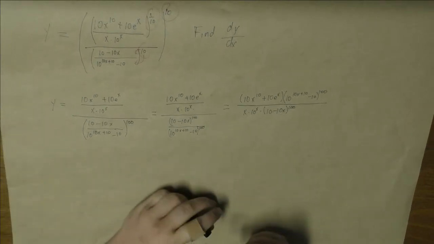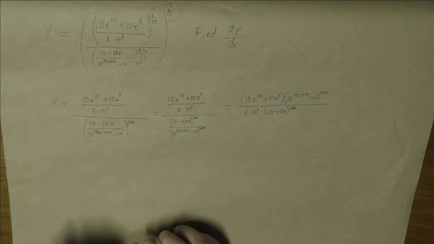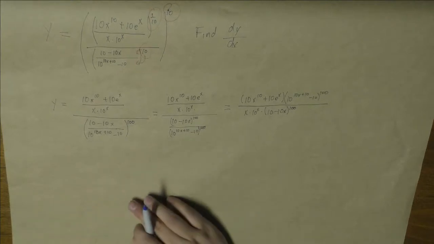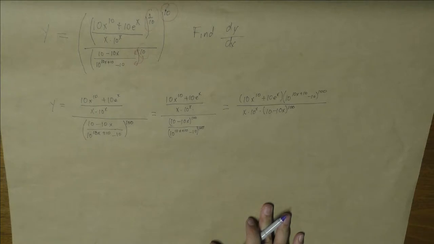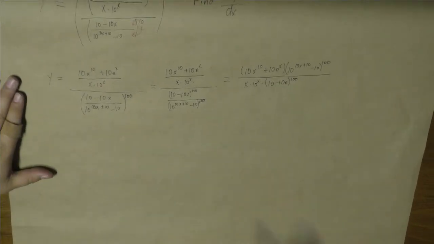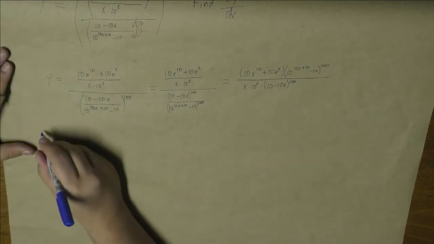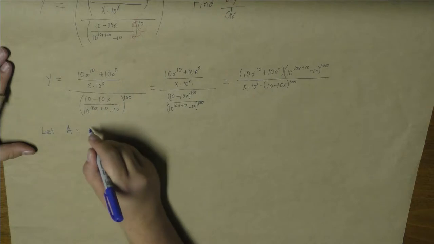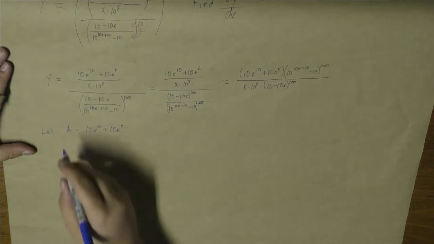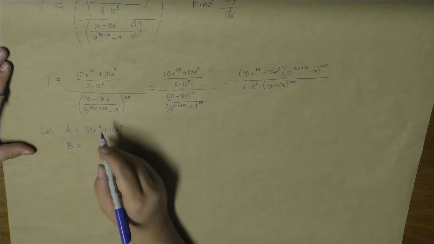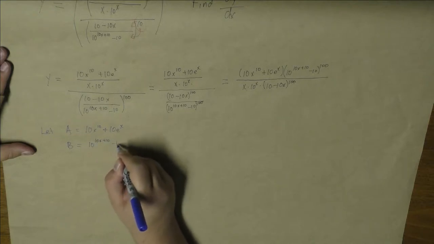Now, we could just go ahead and do this, but it's going to involve copying stuff out a lot. So I can keep track of what's going on, and you'll see why as this progresses, I am going to do some substitutions. I'm not doing this because you have to. I'm doing this so I can keep track of what I'm doing. I'm just going to call 10x to the 10 plus 10e to the x a. So we'll let a equal 10x to the 10 plus 10e to the x. And we'll let b equal 10 to the 10x plus 10 minus 10.